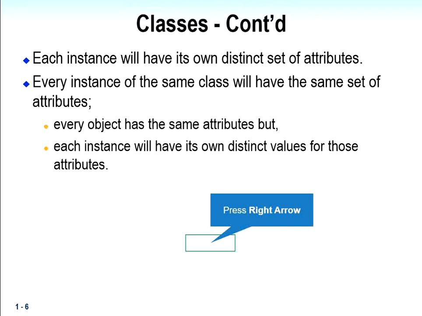जाभामा पनि हुन्छ त्यो. जाभामा we will see that later on. तर त्यो पनि आउँछ. अर्को एट्रिब्युट हो त्यो. अर्को बिहेभियर हो त्यो. त्योमा आउन सक्छ. Now each instance of a same class will have the same set of attributes. Each object has the same attributes, but each instance will have its own distinct value for those attributes.